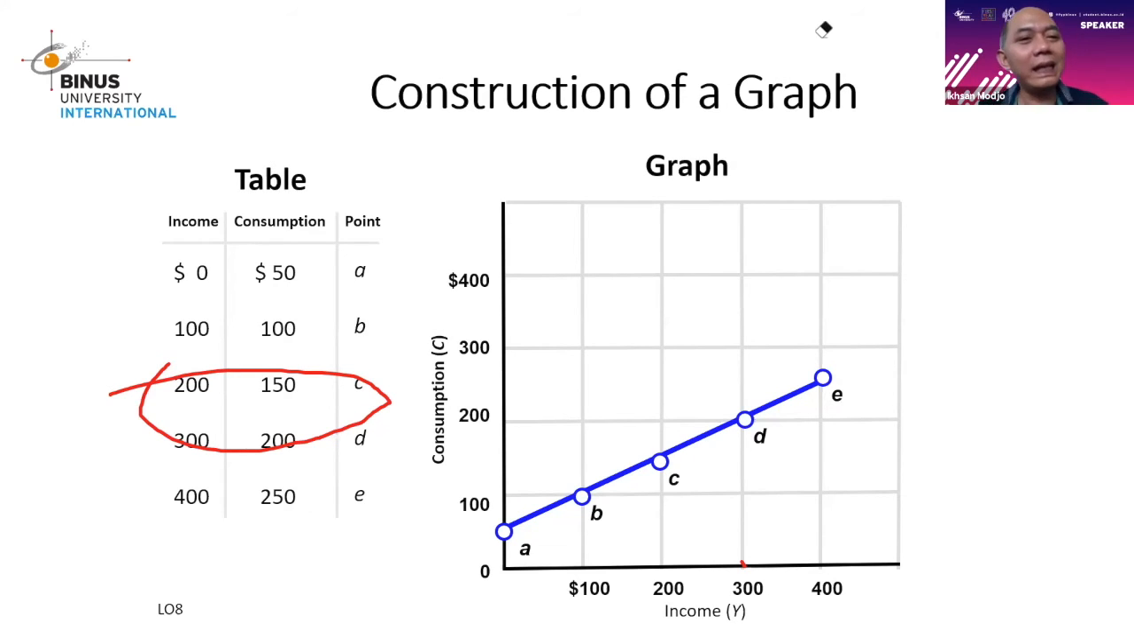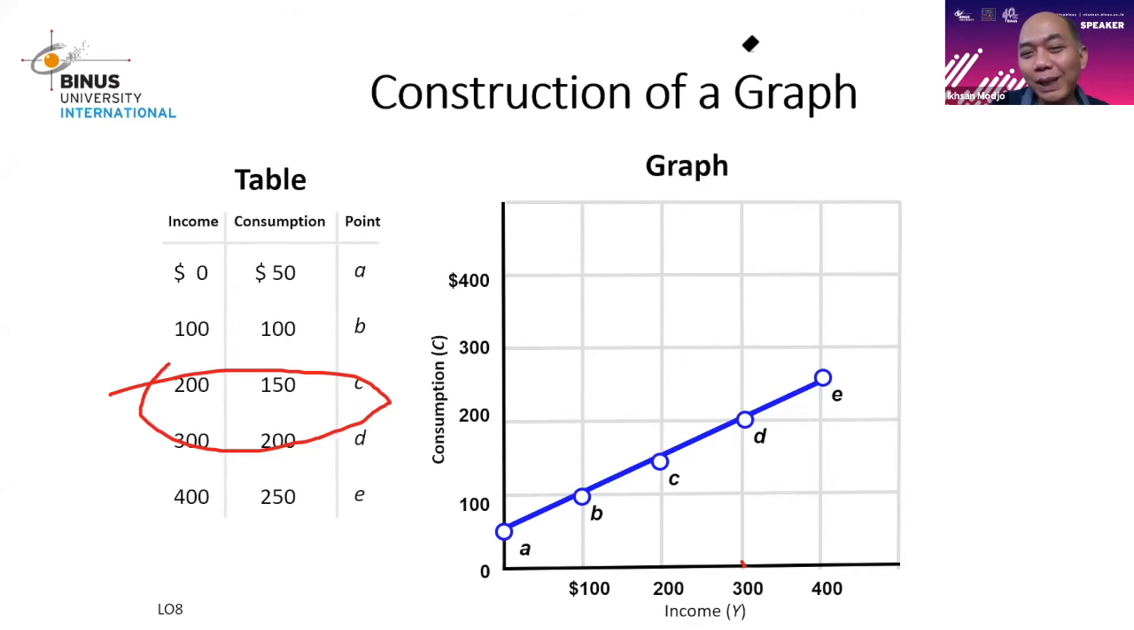Kenapa kalau dalam linear itu kita cuma butuh 2 poin? Anyone knows? Why one need? Yeah? Naiknya sama terus ya. Good. That's very good. That's basically the answer. The naiknya sama terus, or in mathematical terms we say that the slope is the same.